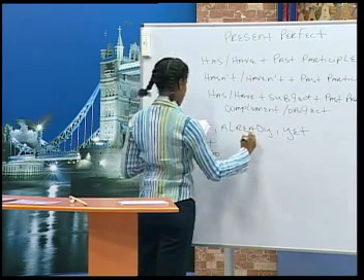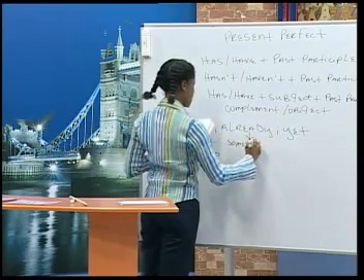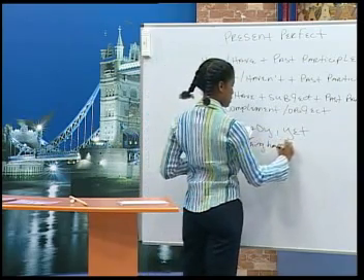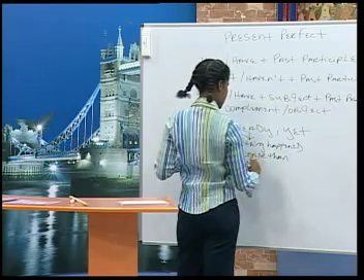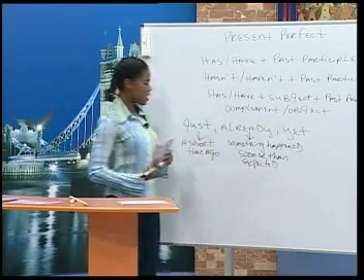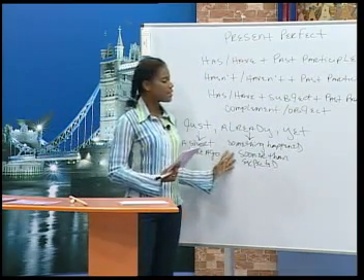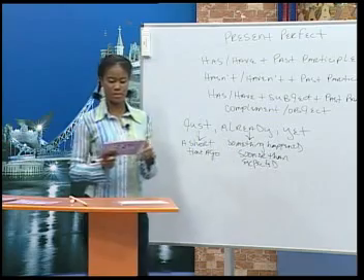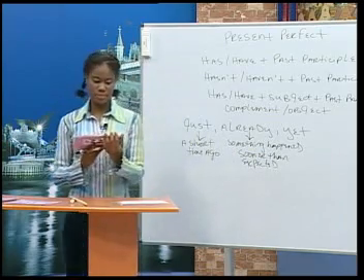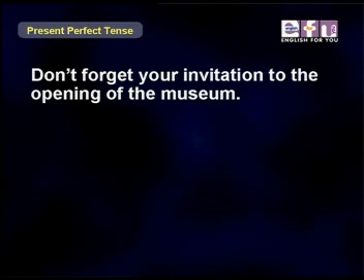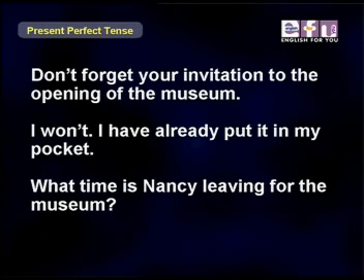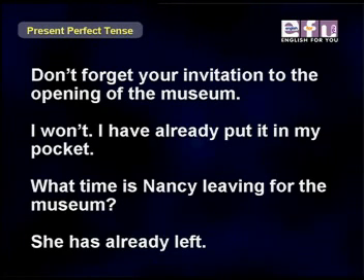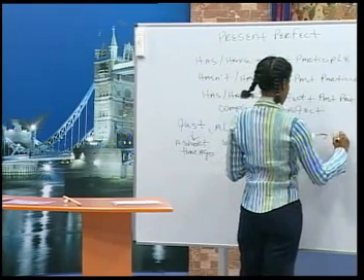Just means a short time ago, and already means something happened sooner than expected. So just is a short time ago. Already, something happened sooner than expected. Let's look at some more examples. Don't forget your invitation to the opening of the museum. I won't. I have already put it in my pocket. What time is Nancy leaving for the museum? She has already left.